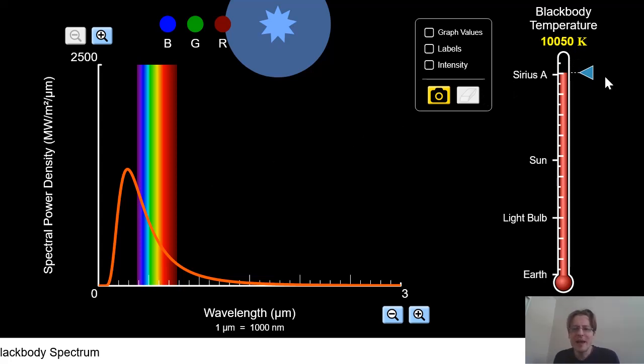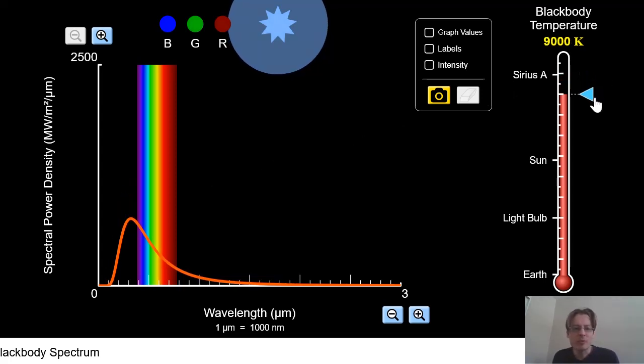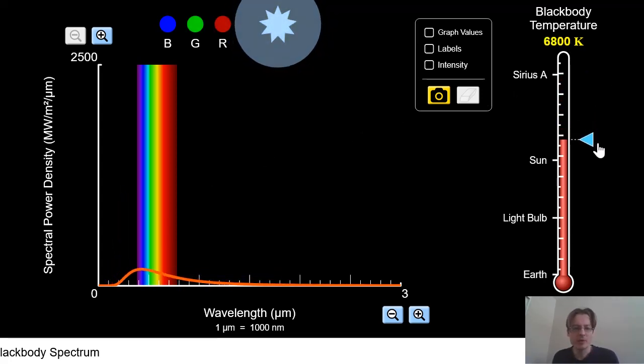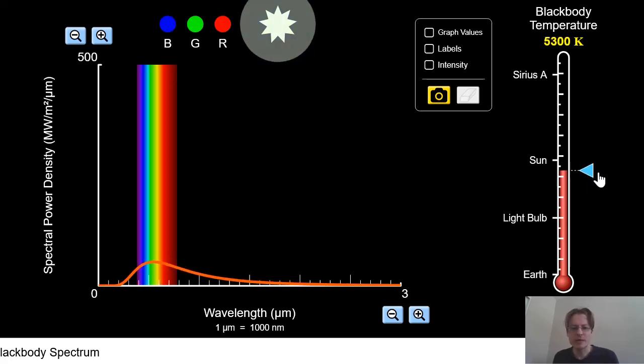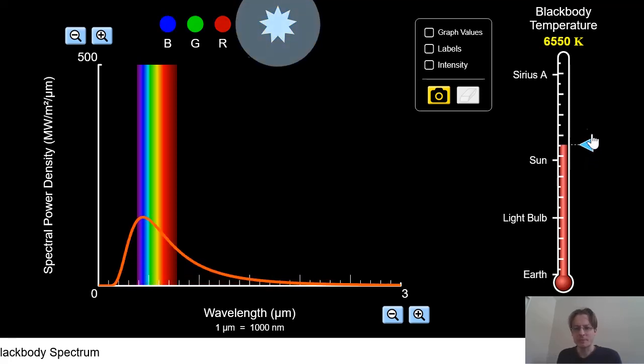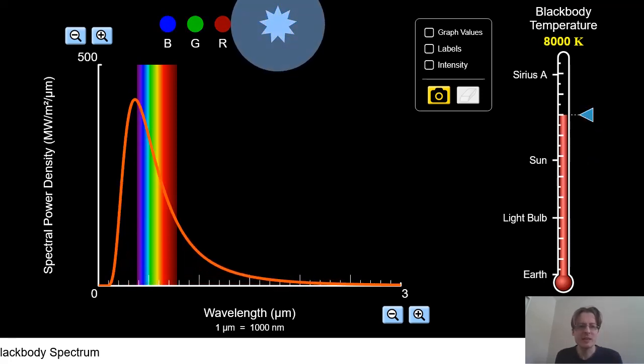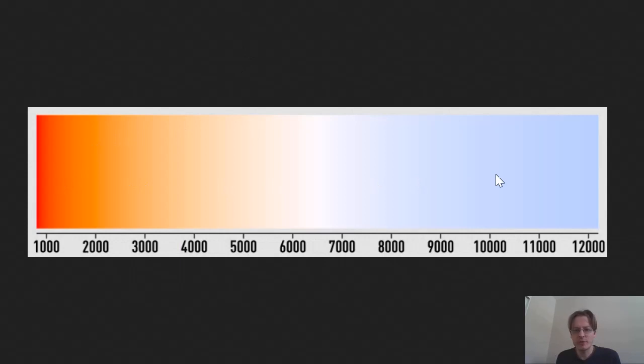Okay, so we see how as you dial the temperature down, the peak of the graph moves to longer wavelengths. Here now is the sun. Sun peaks around green, light bulb peaks in the red range, and so on. Okay, so that explains this observation, that as things get hotter and hotter, they move towards the blue, because that's where the peak of their radiation is.